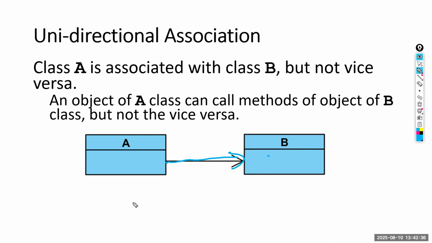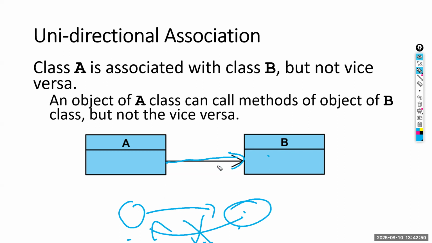In other words, an object of class A can message an object of class B and get something done, but an object of class B cannot message an object of class A and get something done. So this way it is not possible if it is unidirectional. There are situations like that in how we design software. For example, an account object can call the logging behavior so that it can log the particular transaction, but the logging object can't get the service of the account object. That means account is associated with logging, but logging is not associated with account.